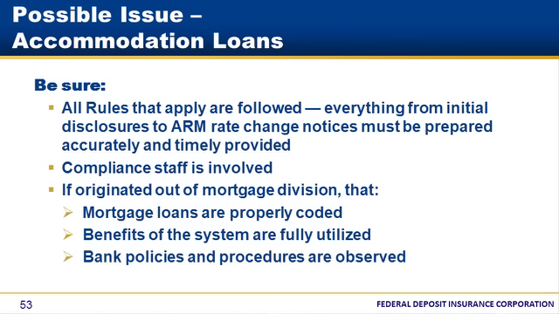Identifying covered transactions can also be more complicated when a home-secured loan is originated through departments other than home mortgage lending units, such as the commercial or agricultural lending areas. In such cases, it's important to be sure that loans are properly coded in the servicing system to ensure that servicing requirements are satisfied. It is important that staff understand the ramifications of system parameters and coding to ensure that benefits of the system are fully utilized and that bank policies and procedures are observed.